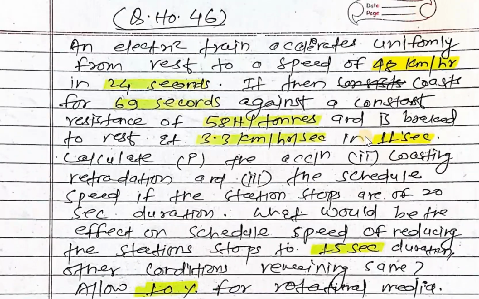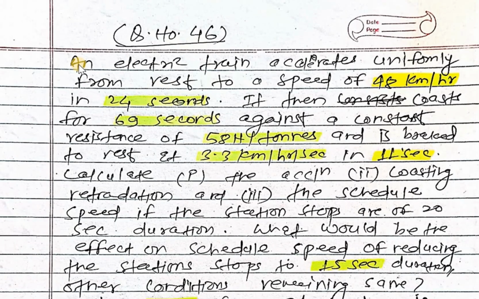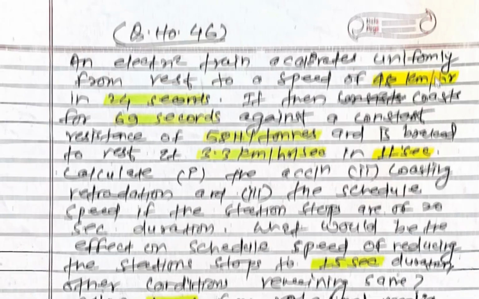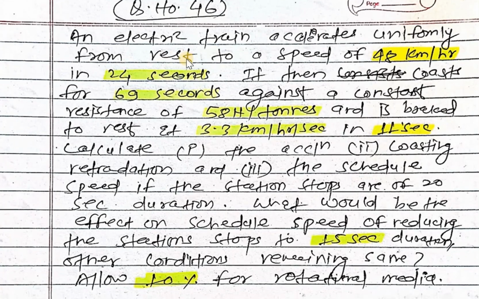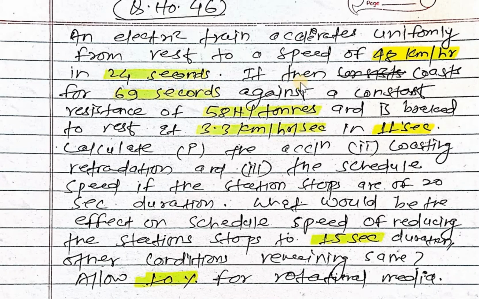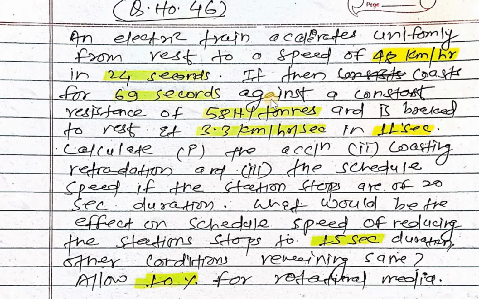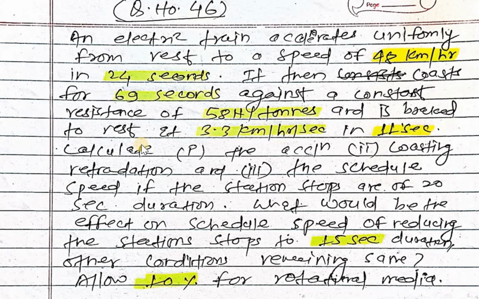Today we have a numerical problem on utilization. An electric train accelerates uniformly from rest to a speed of 48 km per hour in 24 seconds. It then coasts for 69 seconds against a constant resistance of 58 Newton per ton, and is braked to rest at 3.3 km per hour per second in 11 seconds. Calculate the acceleration, coasting retardation, and the schedule speed.